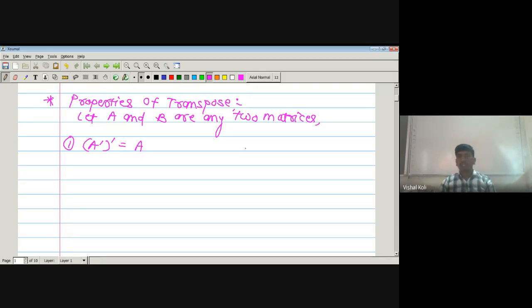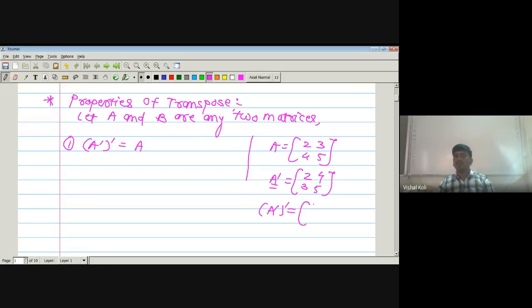Okay, so if A is any matrix, suppose A is 2 3 4 5, then A transpose is the first row as the first column, 2 3, 4 5. But if we take the transpose of A transpose, we again make the first row the first column and the second row the second column, which gives 2 4 3 5. Therefore these two matrices are the same, hence the transpose of a transpose is equal to A. Now the second property is that the transpose of A plus B is A transpose plus B transpose.